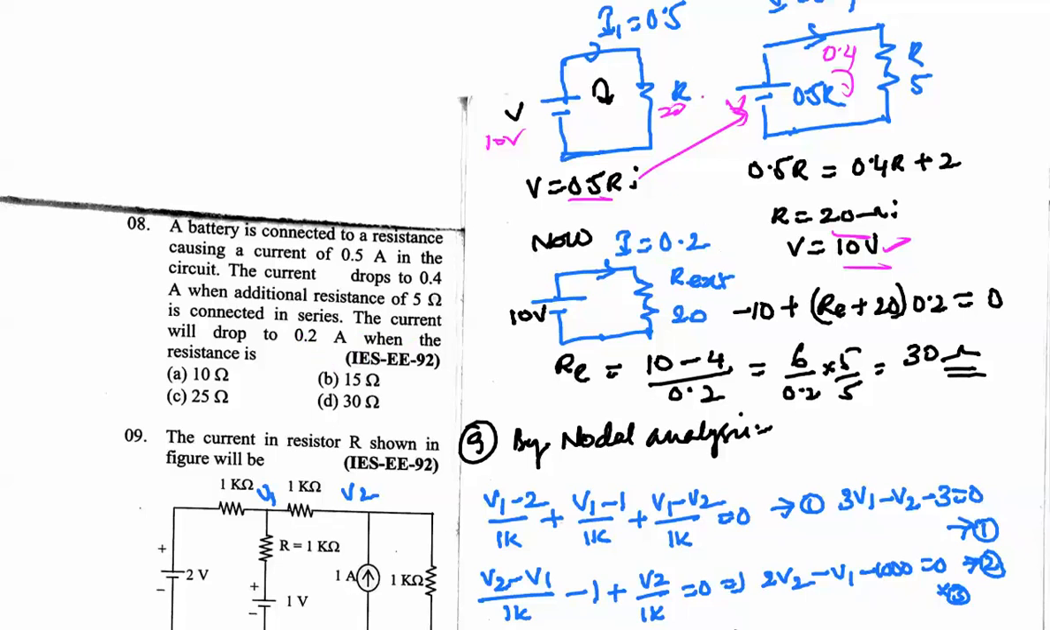R is the resistance already existing in the circuit, and this is also an existing value. Now we have to add an extra resistance so that the current is 0.2 amps. By applying Ohm's law, minus 10 plus 0.2 into R external plus 0.2 into 20, we get the answer as 30 ohms.